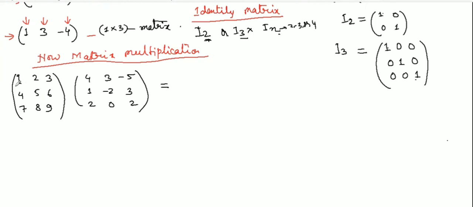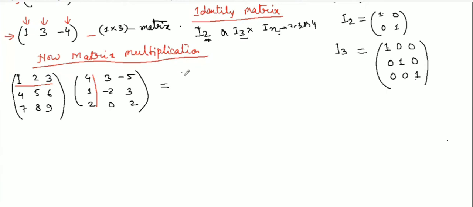Start with the first row. Let's take the first row of the first matrix and the first column of the second matrix and start multiplying. Take the first number of the first matrix and multiply by the first number of the second matrix. Let's multiply it out here. So I'm going to remove this one.